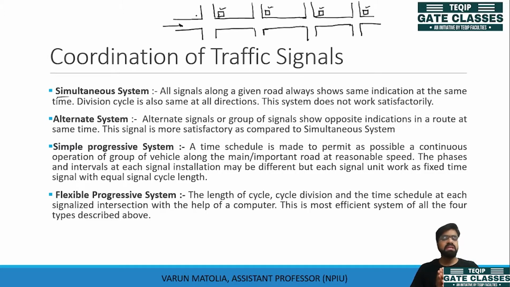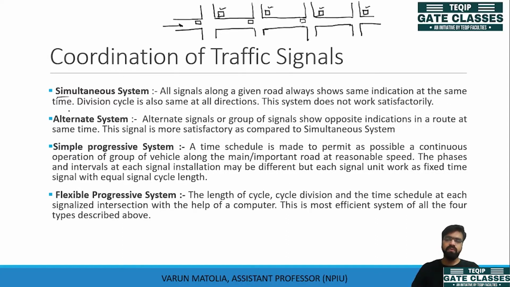This system does not work satisfactorily. Why? Because if I am starting at a green signal from this intersection, by the time I reach this intersection, this will turn red. Again, I'll have to wait. Then when it turns green, the vehicle will start moving, and when I reach here, this will again turn red. So this is not properly coordinated for a through movement, for a continuous movement.